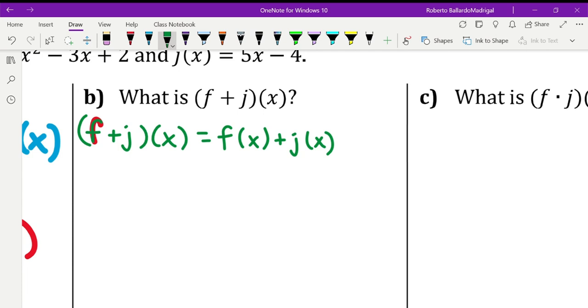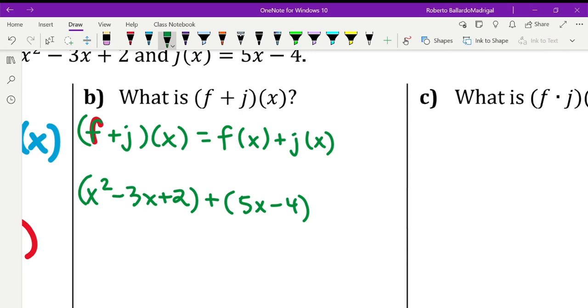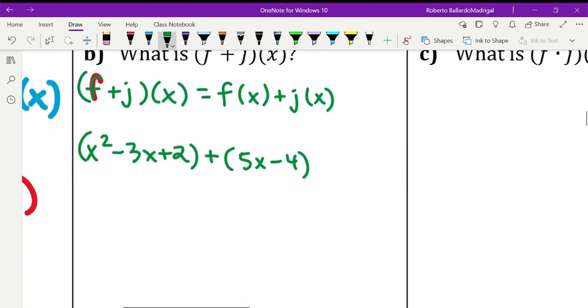So we're starting to see some patterns here, right? Hopefully. F of x plus j of x. Just like we did in part A, we replace f of x with its function. We replace j of x with its function, and we combine like terms. F of x becomes x squared minus 3x plus 2. We're going to add 5x minus 4. If you wanted to distribute a positive 1, you could. It's not going to change any of the signs here. So we're going to kind of skip that step. We can go straight to just combining like terms.